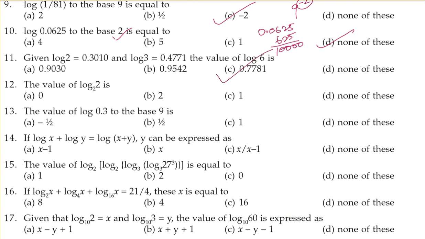We have done this already. The value of log 2 base 2 is 1. A base A is always 1. Log 0.3 to the base 9. Log 0.3 to the base 9 is basically log 3 by 10 to the base 9.